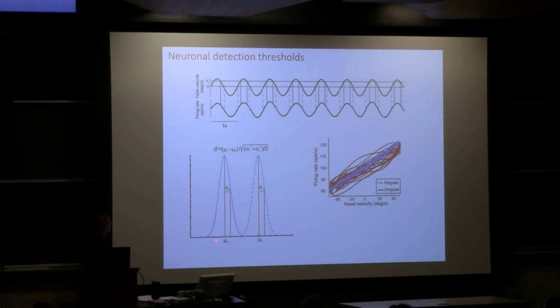So if we now go over to here, let's say that this curve represents the distribution of firing rates at 0 degrees per second. If we're talking about an irregular, this band would be more narrow, right? This is the standard deviation of this. And the assumption in this analysis is that the distribution is relatively normal. It's a Gaussian. And if it was a regular, it'd be broader, right?